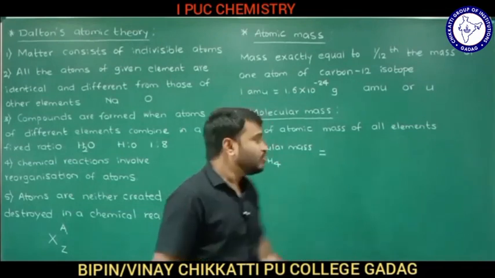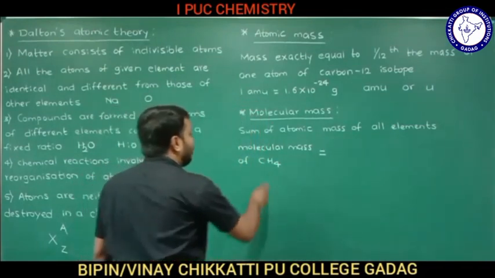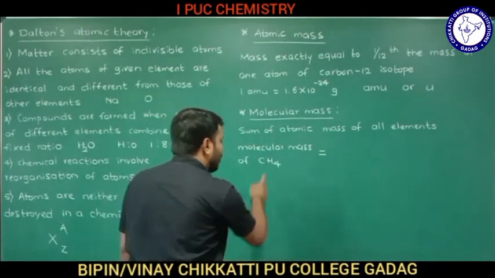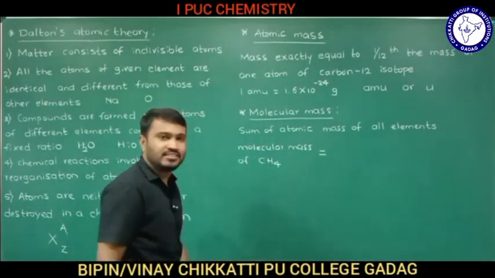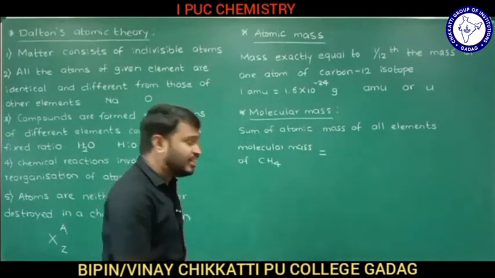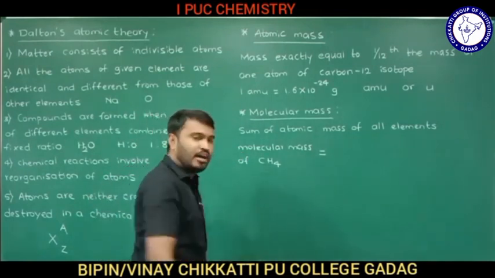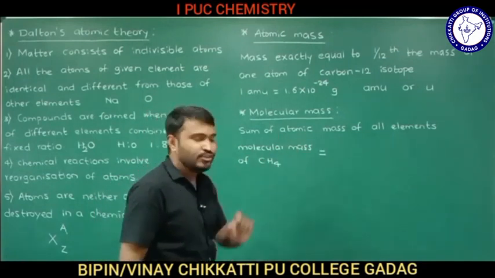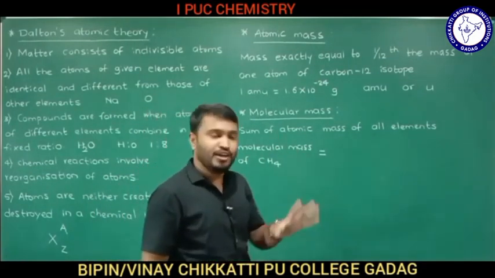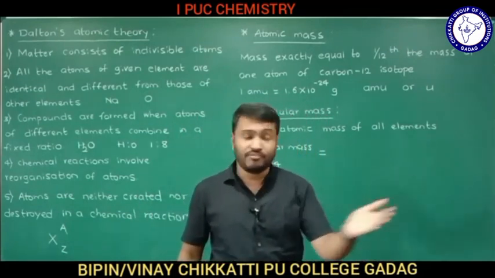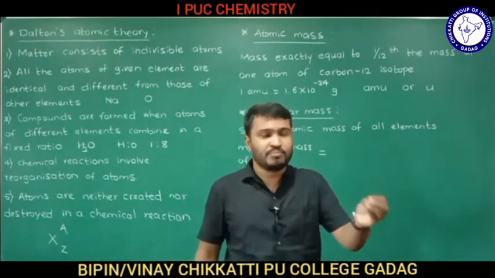Now see, in the case of methane, that is CH4, what are the different elements we have? One is carbon and one is hydrogen. Remember, we need to add atomic masses, isn't it? So carbon atomic mass is 12. If you know the basics of the modern periodic table, you will know which is the atomic number and which is the atomic mass, and for frequently used elements you should know the atomic number and atomic mass.